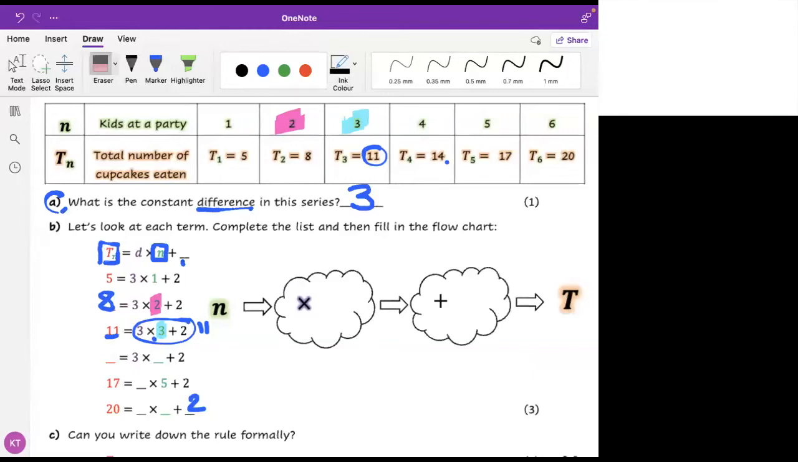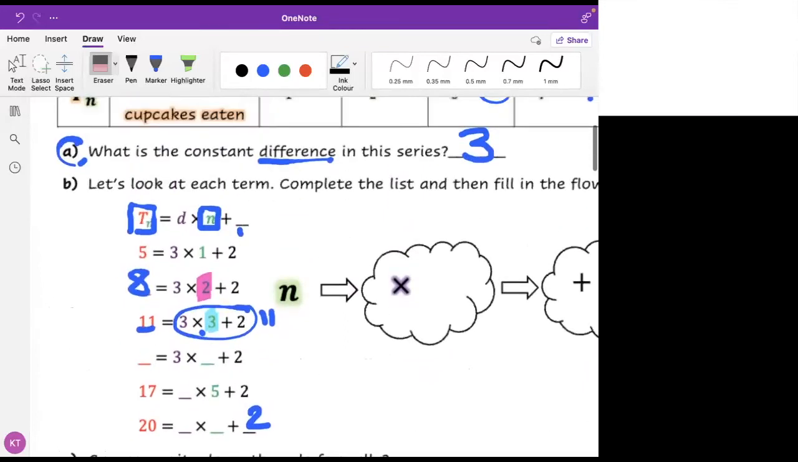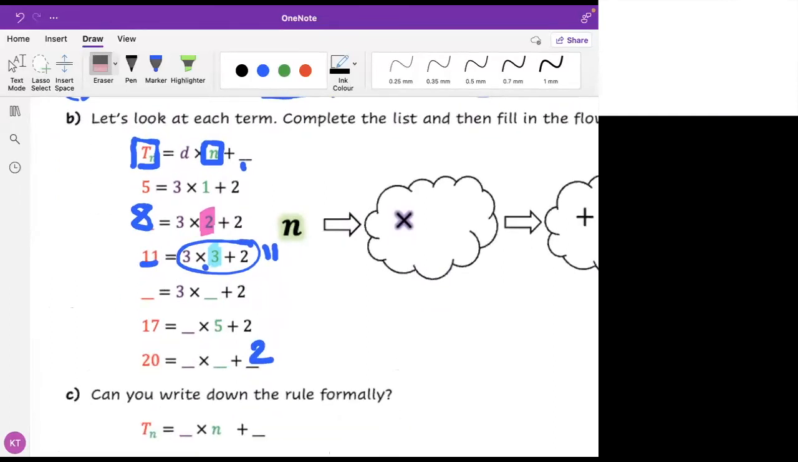All right, so let's have a look at finishing these sums, and I will come back to your chat a little bit later on. So my next one, I know that so far I did number 1, number 2, number 3, so I know that this number here must be number 4.